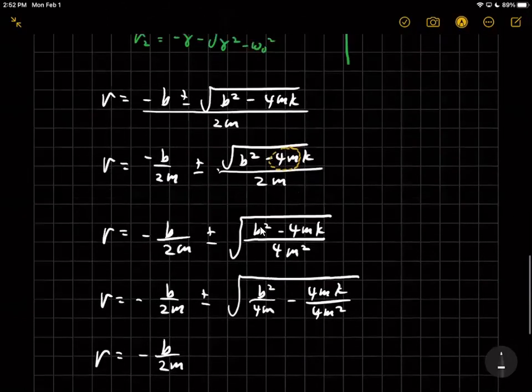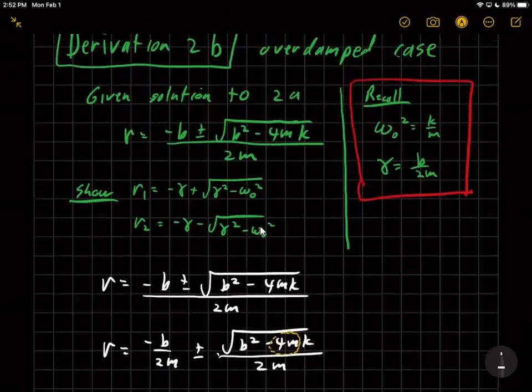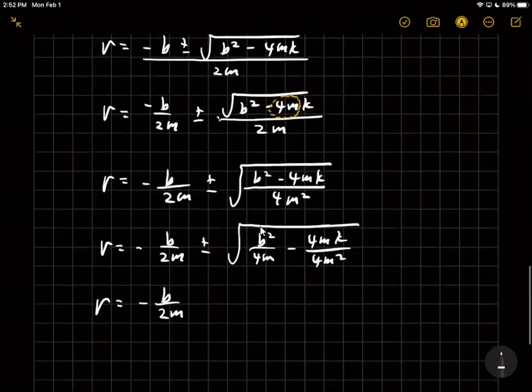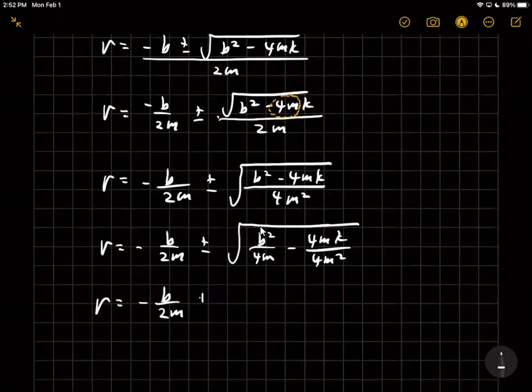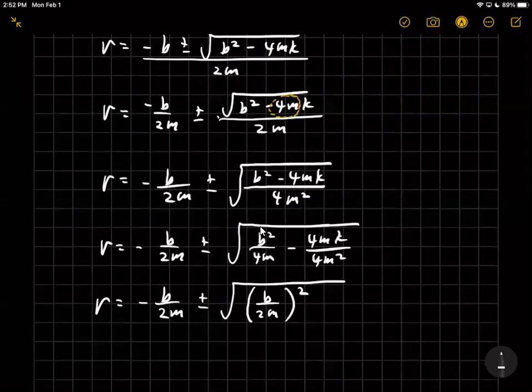Remember, from what we were given before, we like b over 2m because we can abbreviate that as gamma, the decay constant, and we like k over m because that's the undamped angular velocity squared, omega naught squared. All right, so let's see if we can create both of those. So when you look at this, b squared over 4m squared, well, if you rewrite it this way, that's going to be very nice, okay? And then we have minus 4mk over 4m squared. That's just going to be k over m.